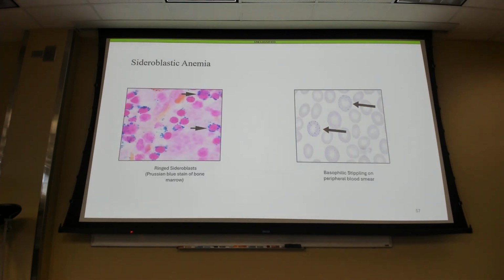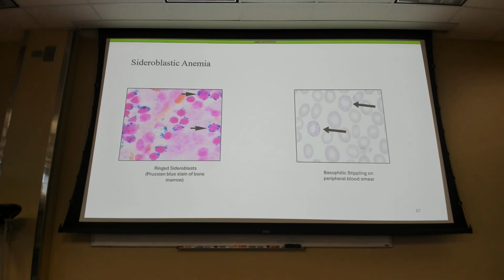All right, so let's talk about the picture here. Ring sideroblast. That's that Prussian blue stain. Boards used to love to ask questions about Prussian blue stain stuff. Prussian blue stain, ring sideroblast. You get a picture like that, sideroblastic anemia.